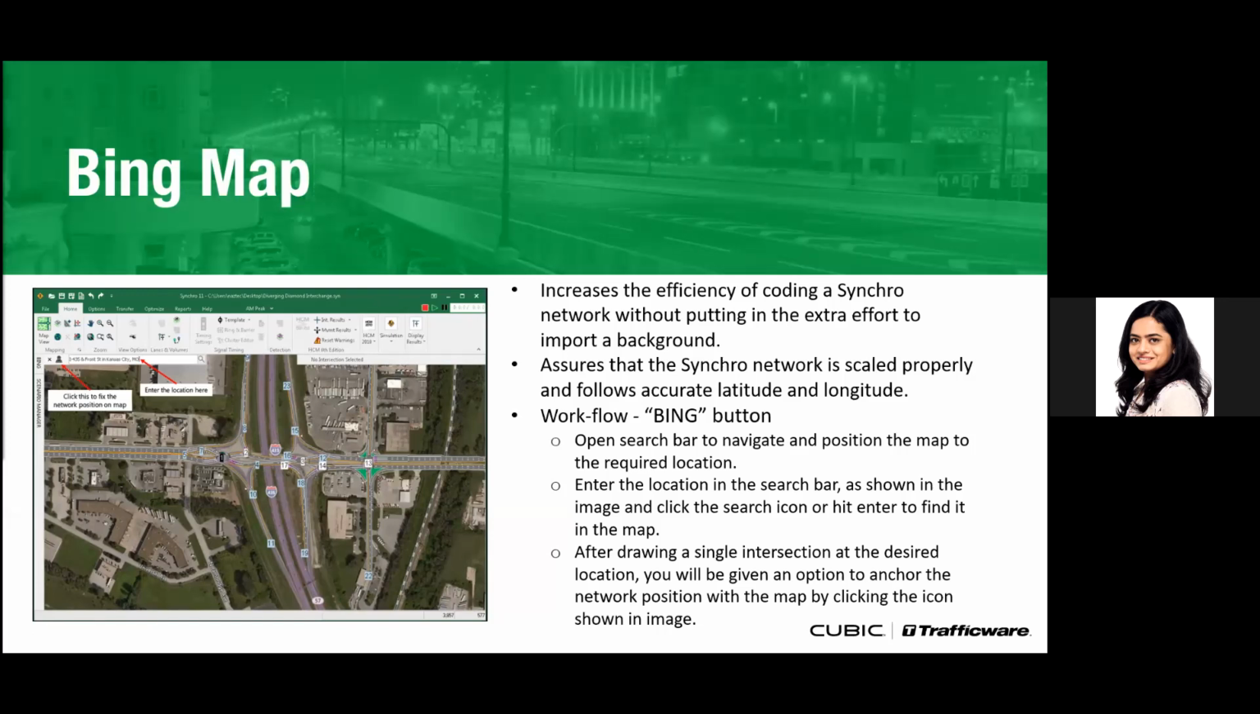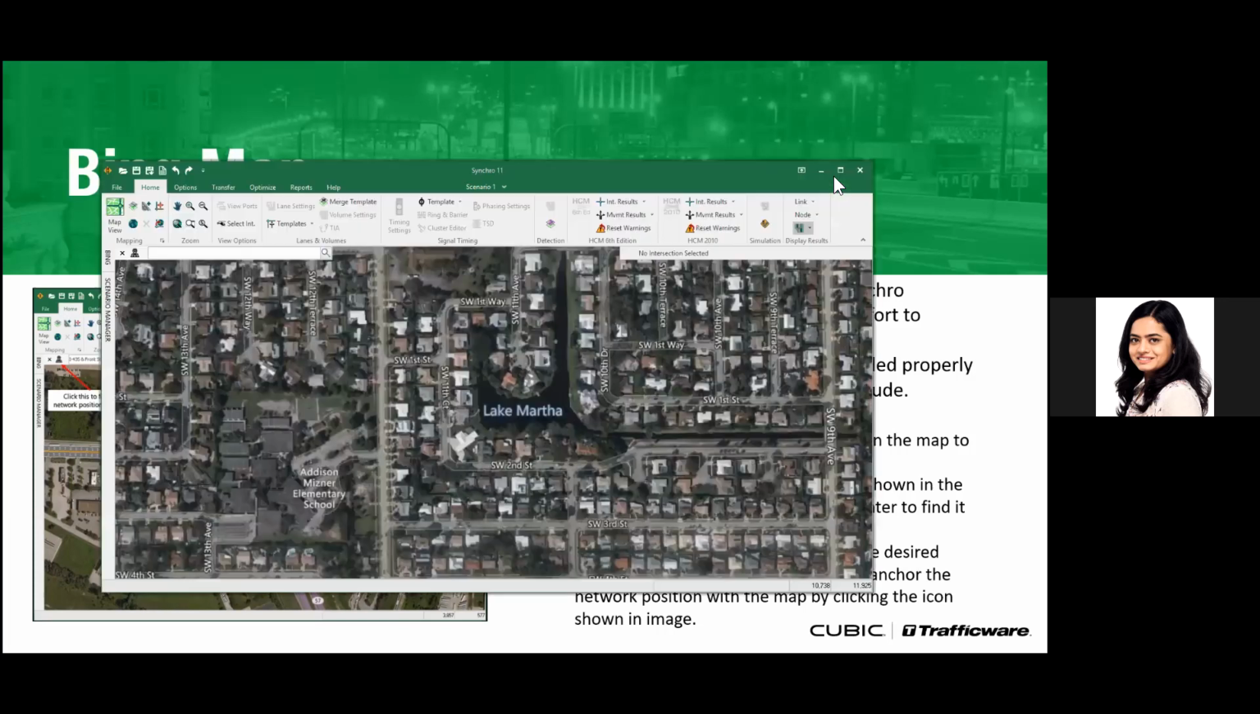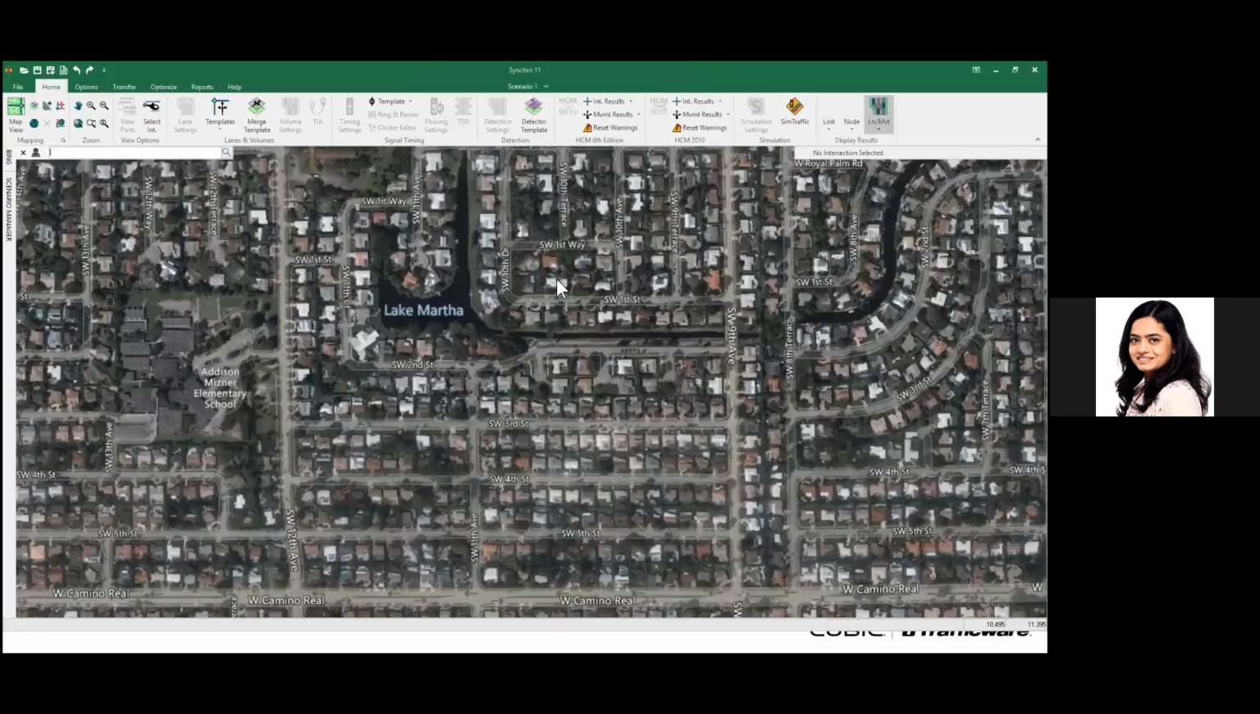So you know what will be an easier option? If I open up Synchro and show you how this workflow works, okay? So let me open up Synchro first, okay. Okay, so this is how it will look when you open Synchro 11. As I mentioned, you will see a Bing map as a background, and then you just need to search for your location and then it will take you to the workflow.